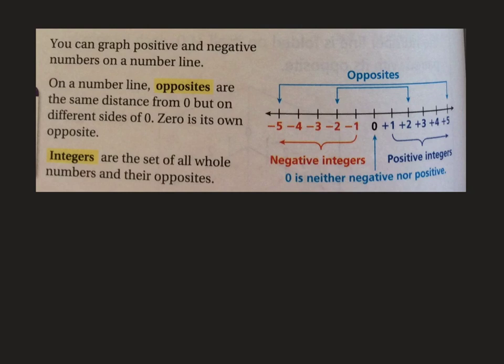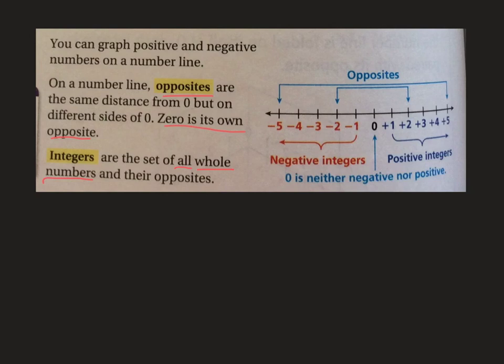Okay, you can graph positive and negative numbers on a number line. On a number line, opposites are the same distance from zero, right? So like positive 2 is opposite of negative 2. Positive 3 is opposite of negative 3. They're the same distance from zero, but on different sides of zero. Zero is its own opposite. I always think that's so interesting. Zero is its own opposite. So what's the opposite of zero? Zero. Okay. Integers are the set of all whole numbers and their opposites.